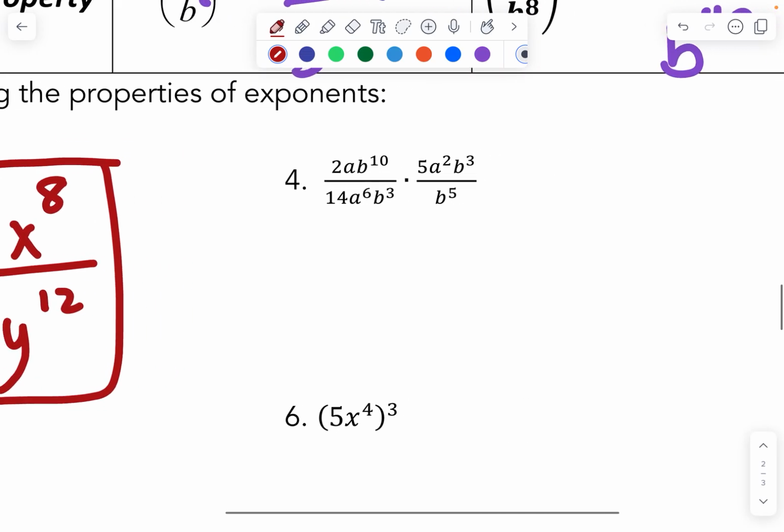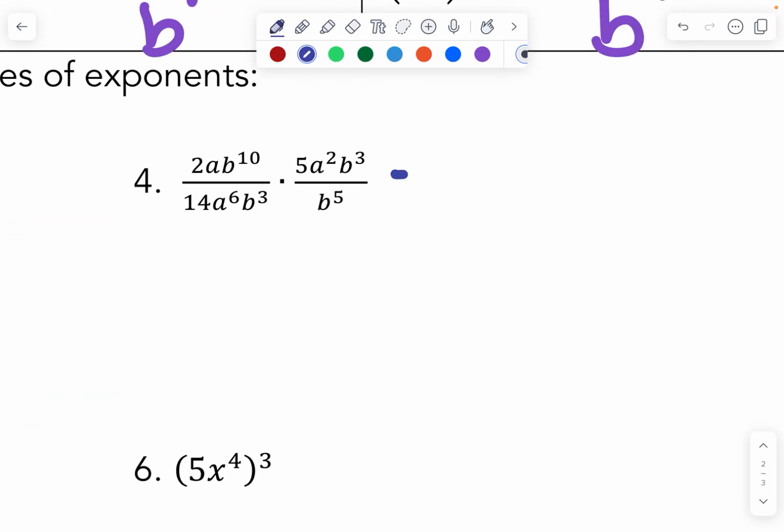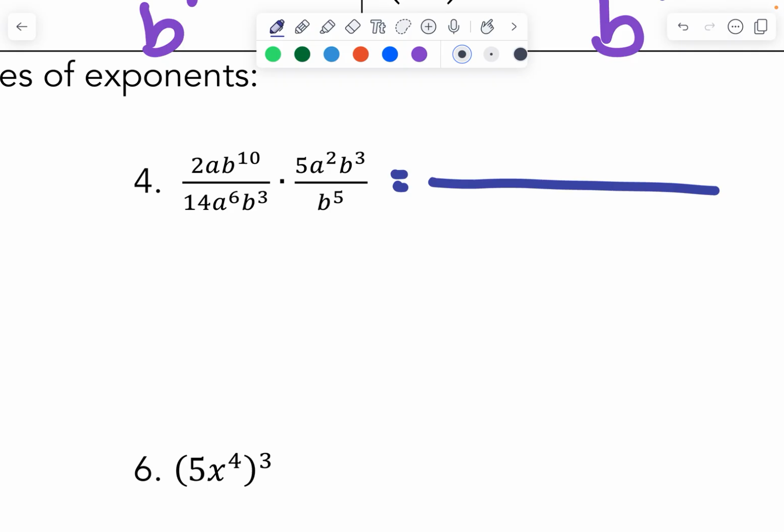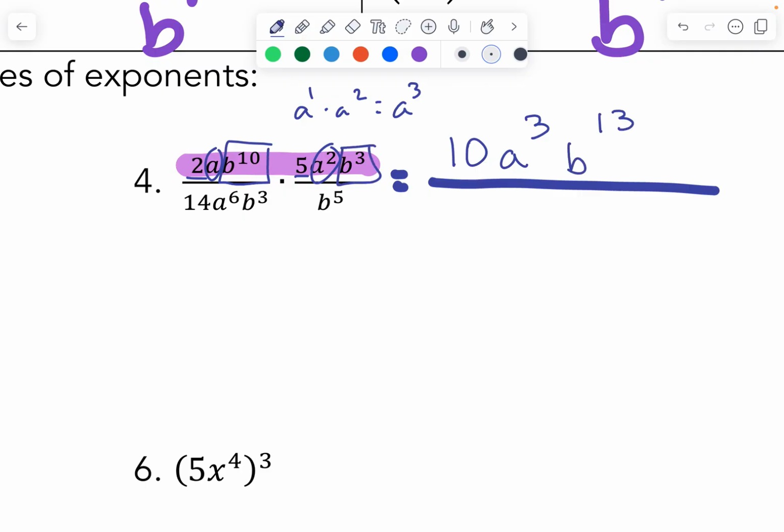All right, number 4. This one you can do lots of different ways. I like going across first, so I'm going to do the top first. Okay, so I'm going to combine like terms. So 2 times 5 is 10. Okay, there's an a and an a squared. Well, a times a squared, that's like a to the first. You add those exponents, so that's a to the third. And then you do the same thing with the b's. Add those exponents, that'd be 13.